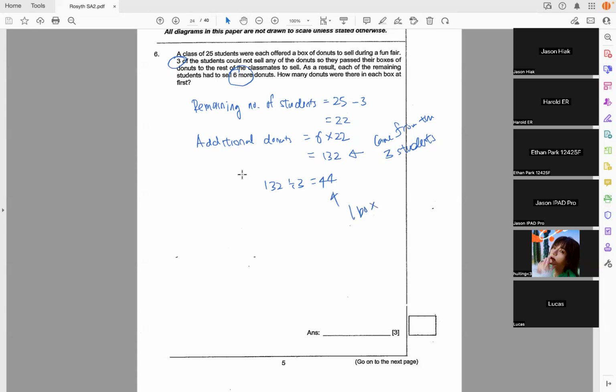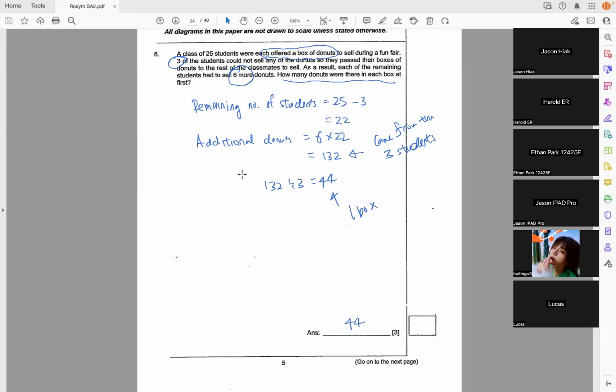Because the question says that each offered a box. So if each student is supposed to sell 44 donuts, and they are supposed to sell 1 box, it means that 1 box contains 44 donuts. So the answer is, how many donuts were there in each box? 44. Any question?